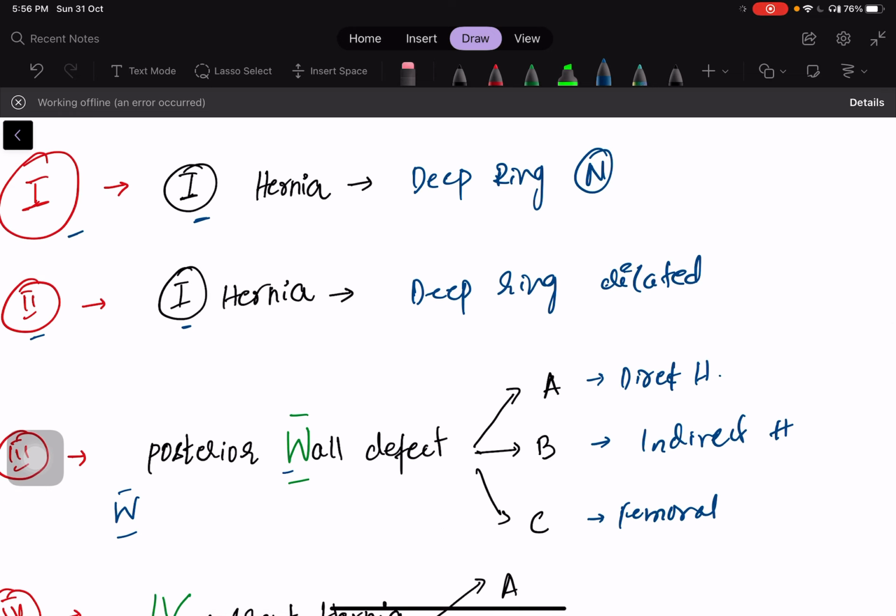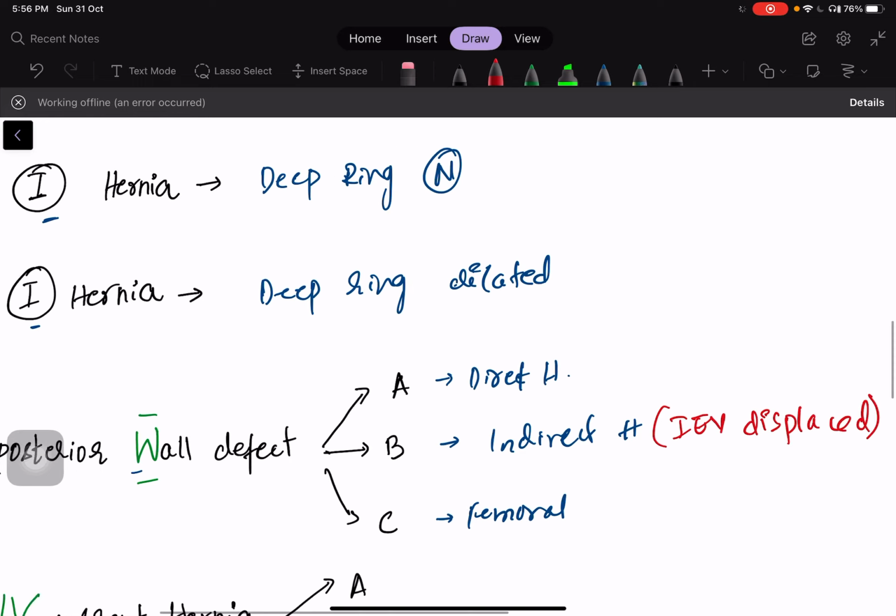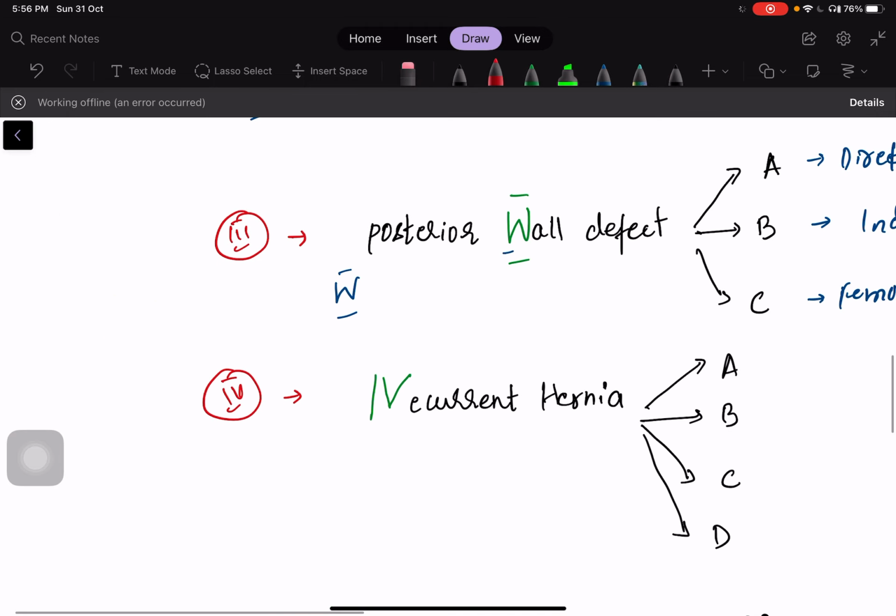In type 1 Nyhus, the deep ring is normal. In type 2, the deep ring is dilated. In type 3B Nyhus hernia, we should concentrate on the inferior epigastric vessels. The inferior epigastric vessels will be displaced. If there is a displaced inferior epigastric vessel, it falls under the type 3B Nyhus classification.